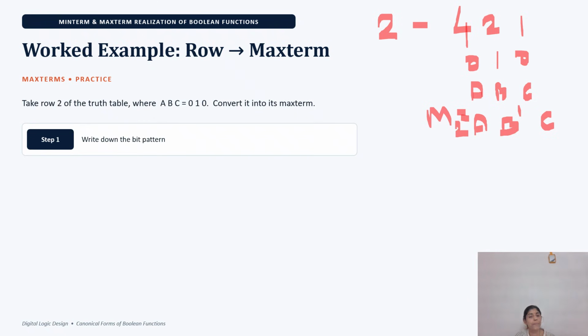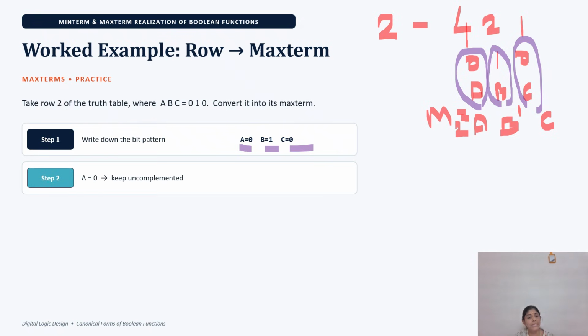What is your step 1? Write down the bit pattern. What is your bit pattern? A is equal to 0. Check here. A is equal to 0. That's what I have written here. Next, B is equal to 1. The same I have written here. C is equal to 0. The same we have written here.